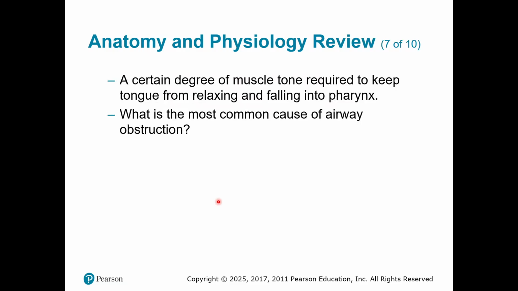So a certain degree of muscle tone is required to keep that tongue from relaxing and falling into the throat or pharynx. We lose muscle tone when we're unconscious. When a patient becomes unconscious, they lose that muscle tone, and so they're unable to maintain their airway because of the inability to control their tongue. So what is the most common cause of airway obstruction? Your tongue. Absolutely.